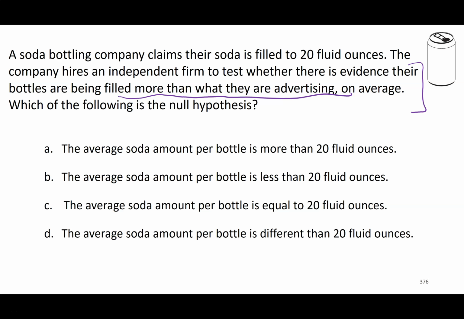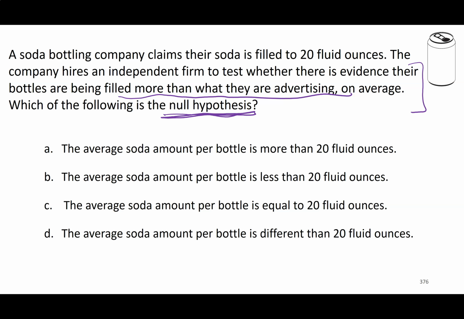So this is really important because a lot of companies don't like to give too much product. There are reasons. They don't want to give away free product, and if they overfill them too much, they probably can't seal them properly. So definitely very motivated to not give too much. So what is the null hypothesis?